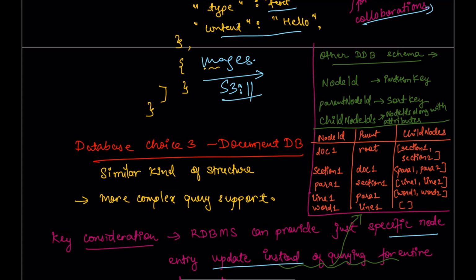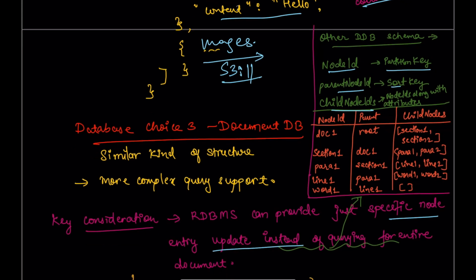What you can do is think of a similar schema as we had in our relational table, like the Aurora use case. Let's say you have these attributes: node id, parent node id, and child node ids. Your node id is your partition key, your parent node id is your sort key, and your child nodes are the nodes along with attributes.